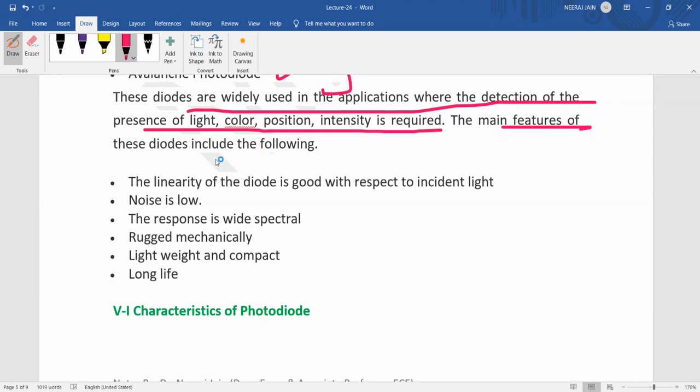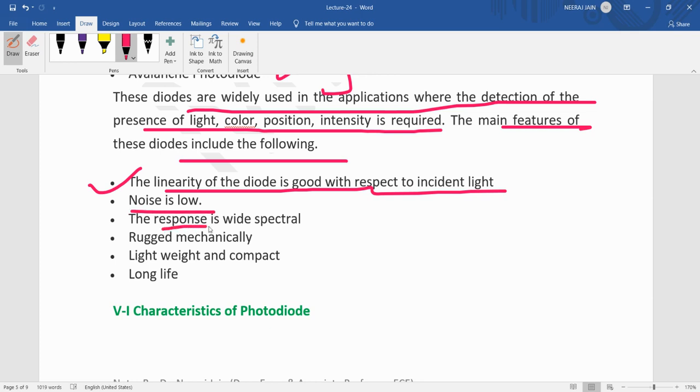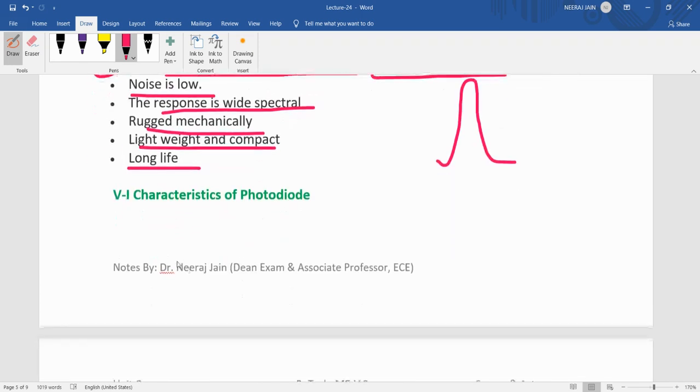Some features of these diodes are that the linearity of the diode is good with respect to the incident light. Noise is low. The response is wide spectral. Spectral means such types of peak response are obtained. They are mechanically rugged, lightweight, compact, and have a long life. These are some features.